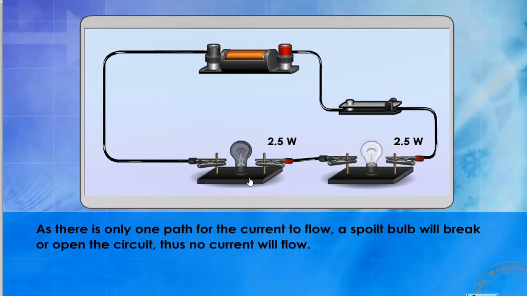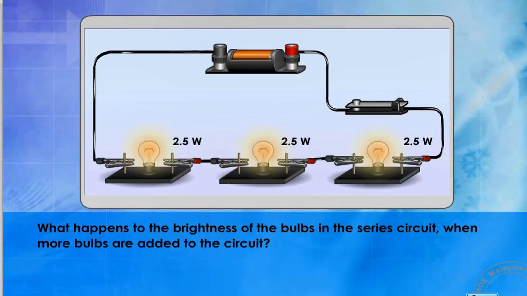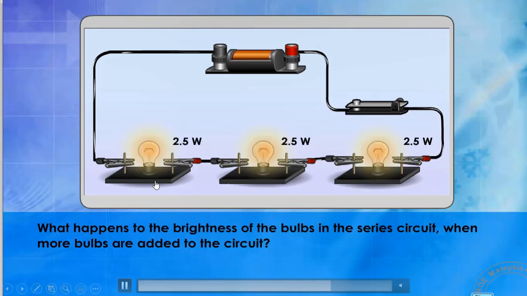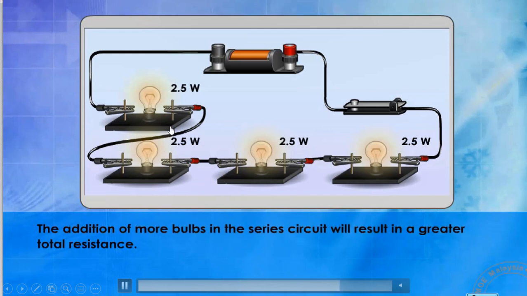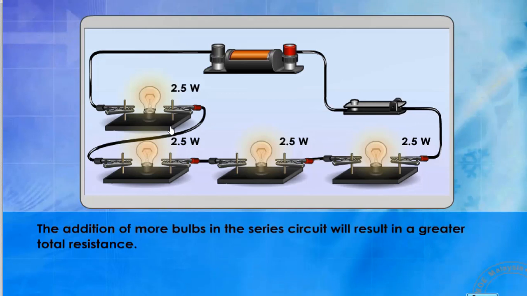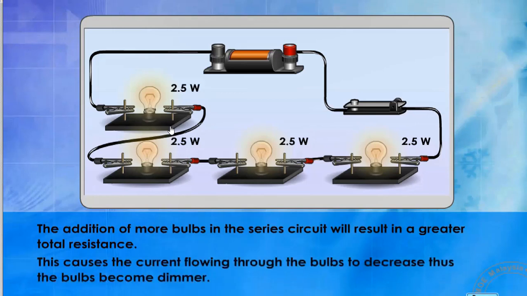No current flows, so both bulbs will not light up because no current flows. What happens to the brightness of the bulbs in the series circuit when more bulbs are added to the circuit? Here we have 3 bulbs. Add one more bulb. When we add one more, we have a greater total resistance, so less current will flow and the bulbs light up dimmer.